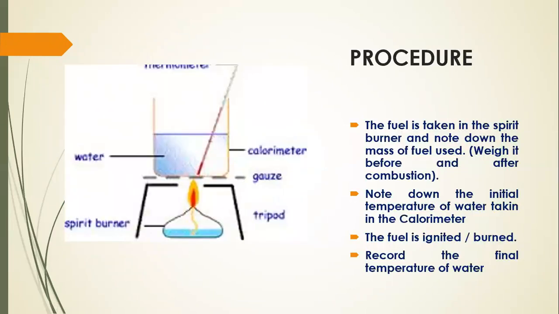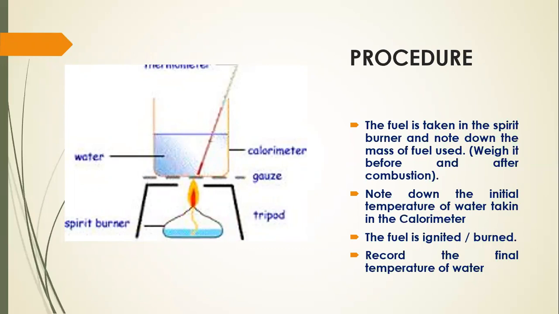Let's see the procedure. You will take a known mass of the fuel. Suppose I ask you to compare petrol and diesel. 1 gram of petrol, for example, I'm taking in the spirit burner. So you have to note down the mass exactly using a weighing balance. Then afterwards, you take the fuel in the spirit burner.